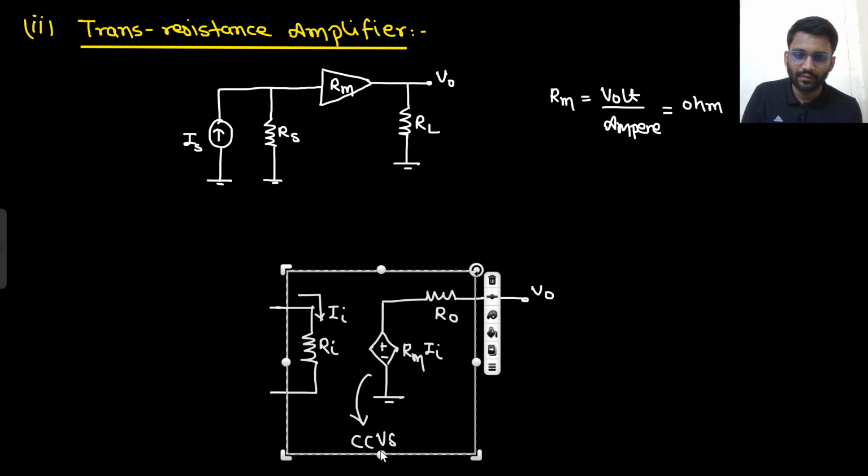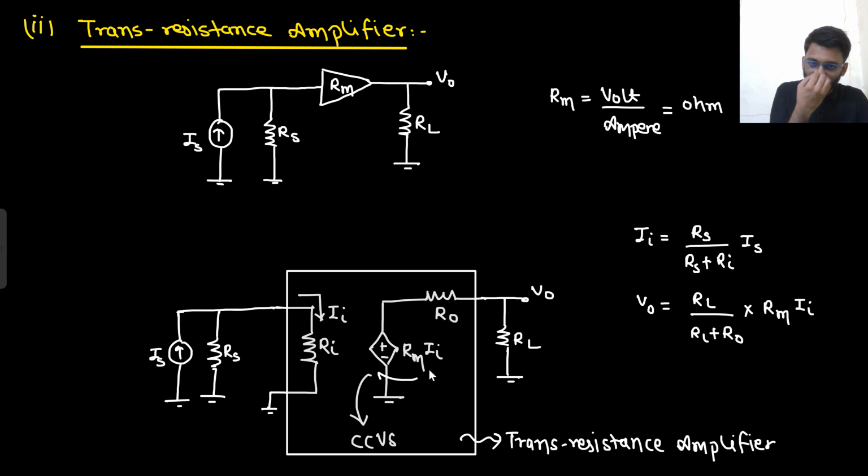So for an ideal transresistance amplifier, Rin should be 0. What about R naught? This is a voltage source, right? And from a voltage source, you want maximum output. You want maximum voltage here. So what should be the value of R naught? R naught should be 0, right? If R naught is 0, then what will happen? The complete voltage will be coming across the output RL.